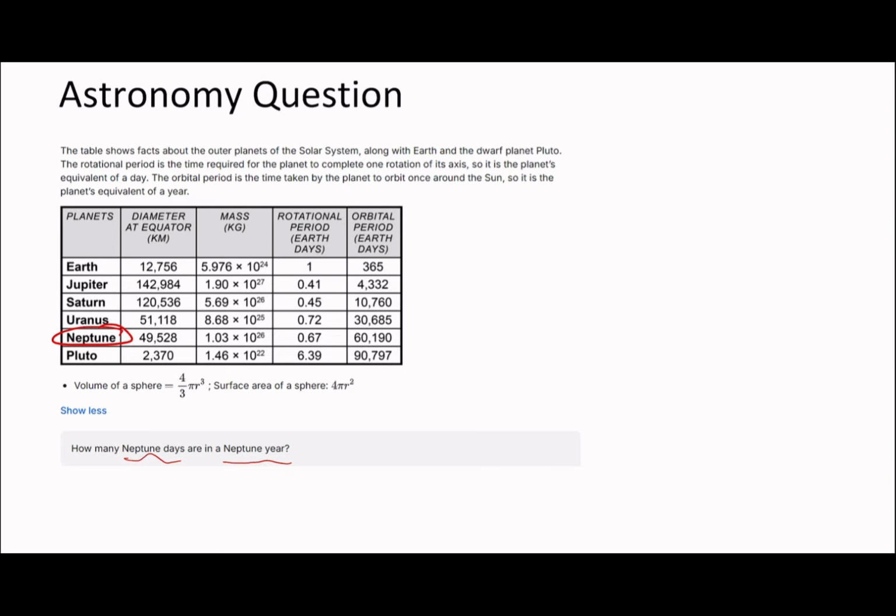So it talks about Neptune days, Neptune years. So do we need to look at any of the other rows? No. Do we need to look at diameter at the equator? No. Do we need to look at mass? No. We need to look at the two things that actually mention days in them. So rotational period and orbital period.